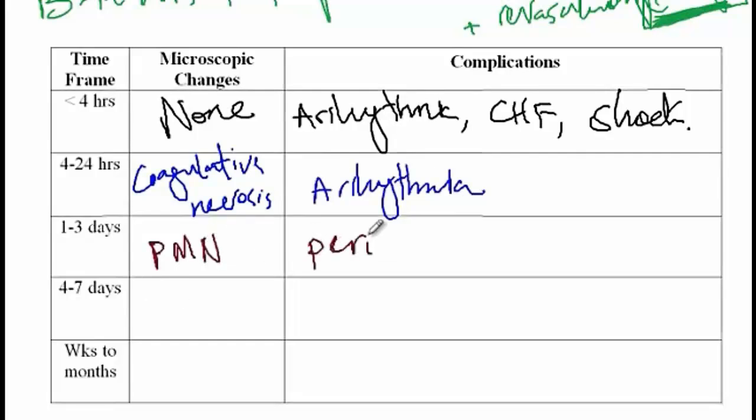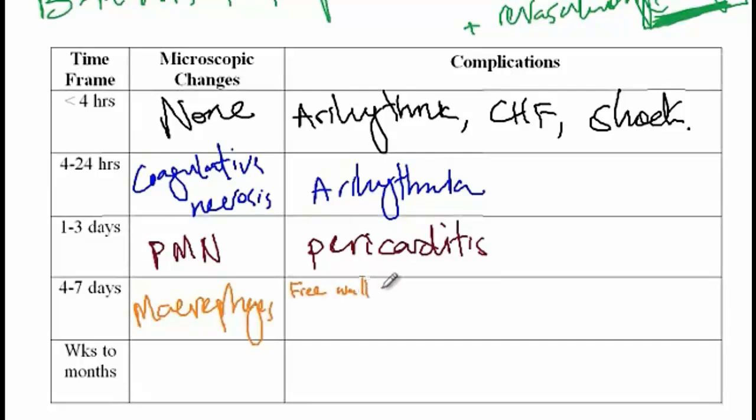and thus they would lead to the pericarditis, which presents with a chest pain that is relieved when the patient leans forward. In 4 to 7 days, macrophages will come to the site, and since they would destroy the cellular structures, they may cause free wall rupture, as a consequence of which it can cause tamponade.